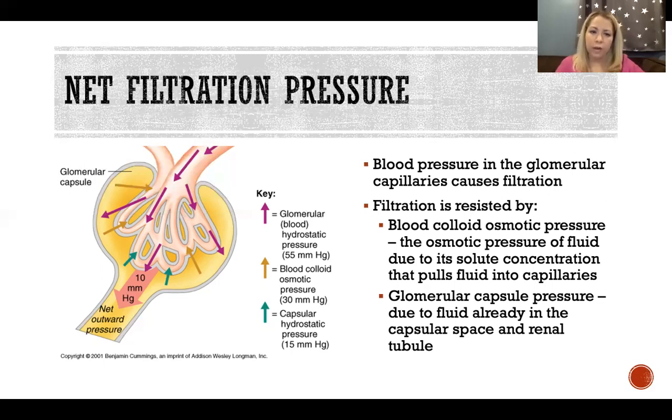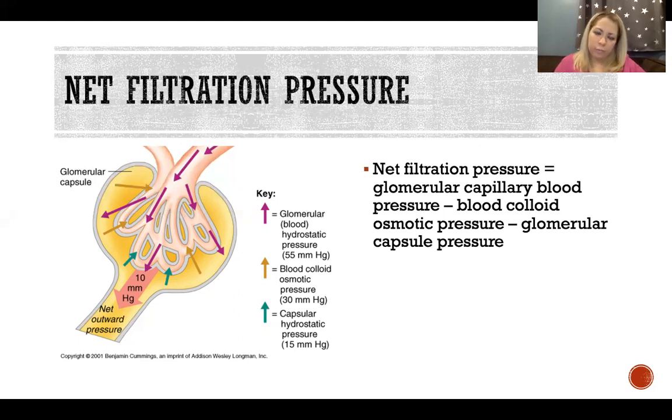If there was some kind of injury or problem and the fluid was not passing through the renal tubule, then that glomerular capsule pressure would increase as the filtrate increased. And if that pressure became great enough, it would overcome the blood pressure and there would be no more filtration. So that nephron would stop filtering.